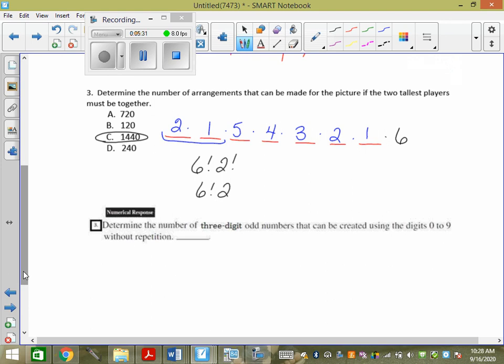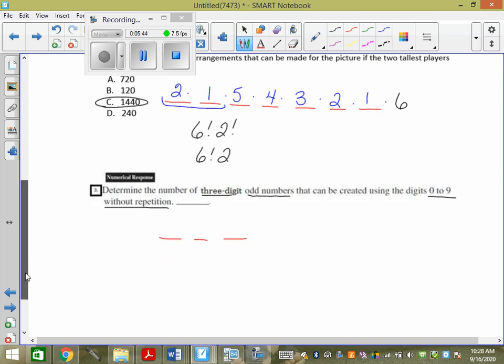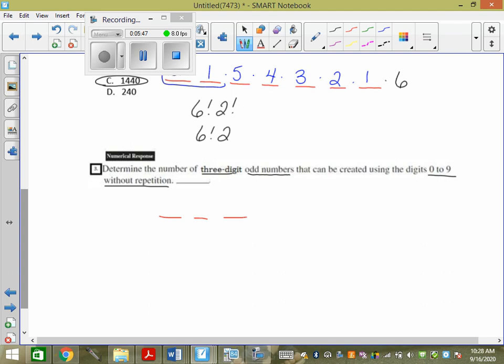Okay, determine the number of 3-digit odd numbers that can be created using the digits 0 to 9 without repetition. So I have 1, 3, 5, 7, or 9. So I have 5 options. I hold the 9. Then I have 0 to 9 here? No. 0 to 8? No. 1 to 8? Yes.